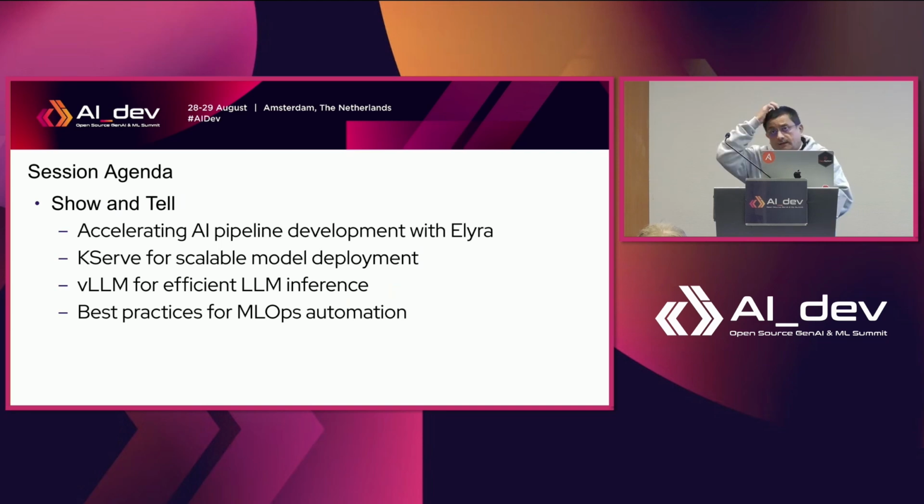That's the concept I want to walk through, with different product sets coming together. This is what I wanted to show and tell. Accelerate AI pipeline deployment with Elyra. I'll focus on the Elyra part here. There's KServe for scalable model deployment and vLLM for efficient LLM inference. These two topics are already covered in detail today, so I'll not go deeper into them.